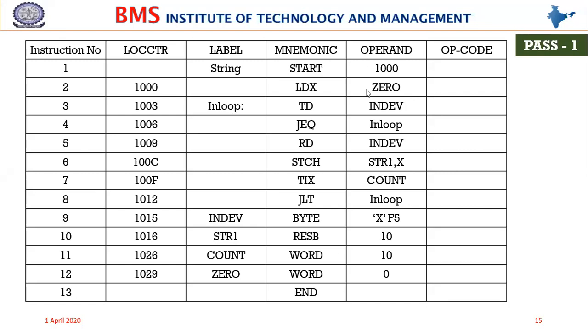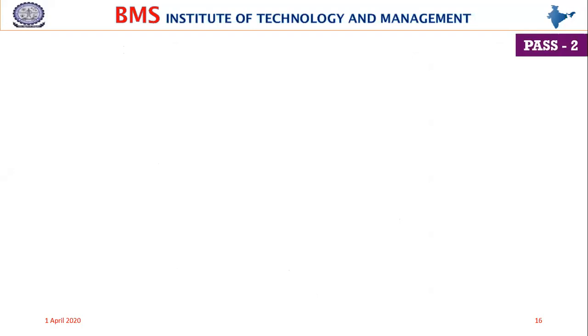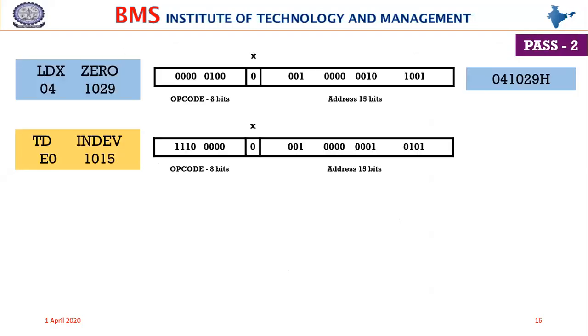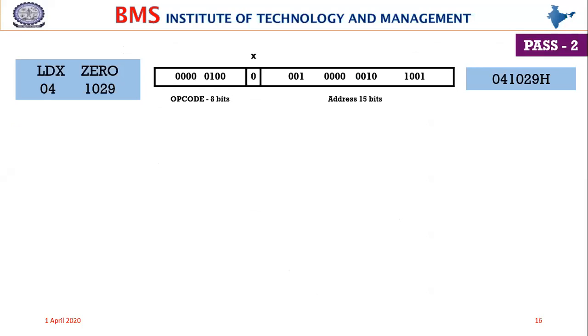Fine. These 7 instructions will be converted into object code. How is it done? It will be done in pass two. So we shall take each instruction. The first instruction here is LDX ZERO. The LDX opcode is going to be 04. You can refer to the opcode table: 04 in hexadecimal. And ZERO's address is 1029.